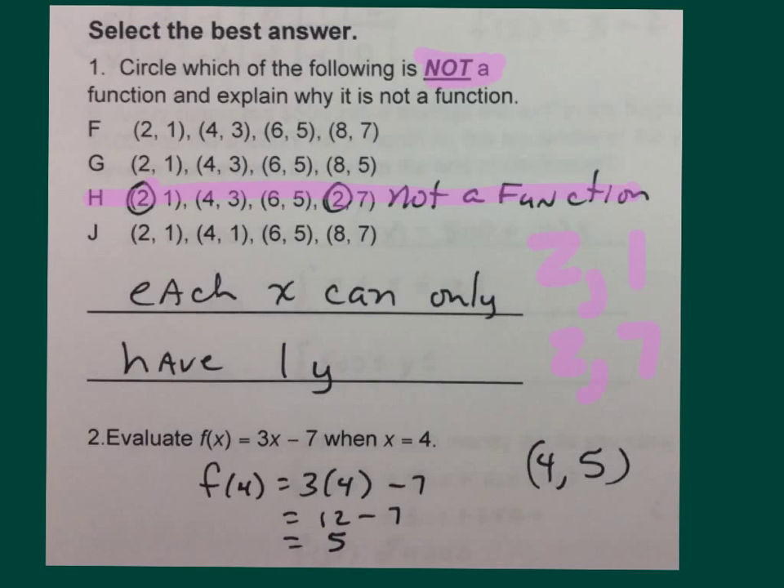On number 2, when it says evaluate, you have to plug in that 4 into x, okay? So you're really trying to find f of 4. So 3 times 4 is 12, minus 7 is 5, so when x is 4, y is 5.